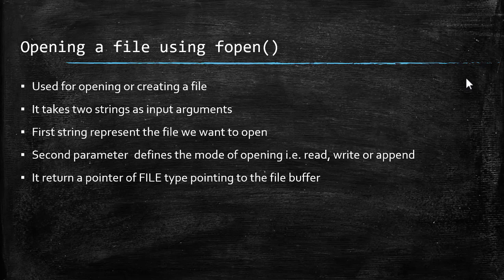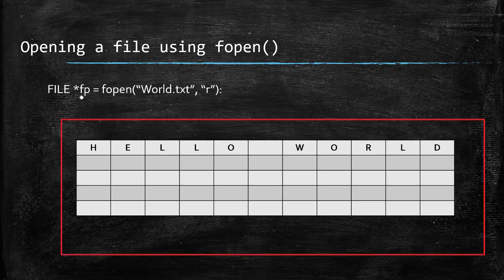So let us take an example of how the fopen function will work. I have declared a pointer fp which is of FILE type. This FILE is basically a structure declared in stdio.h. We have learned about that. Then the fopen function will take two input arguments. The first one is the name of the file, or the total path if you give it, and the second one is the mode of opening.